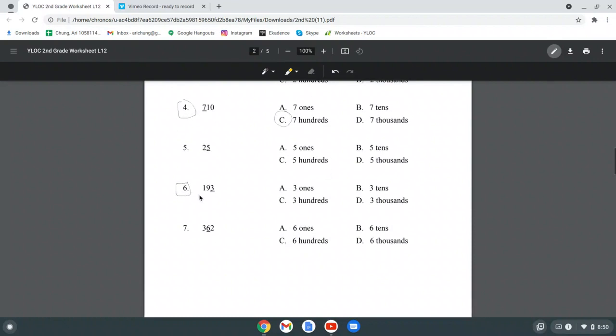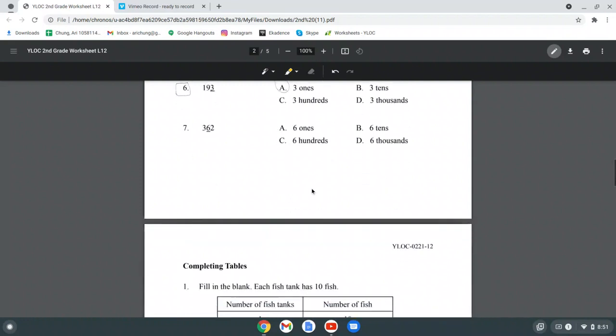Let's look at 6, and here we have 193. So we have 3 ones, 3 hundreds, 3 tens, and 3 thousands. And we see that 3 is in the ones place, so we would circle A, since it's 3 ones.